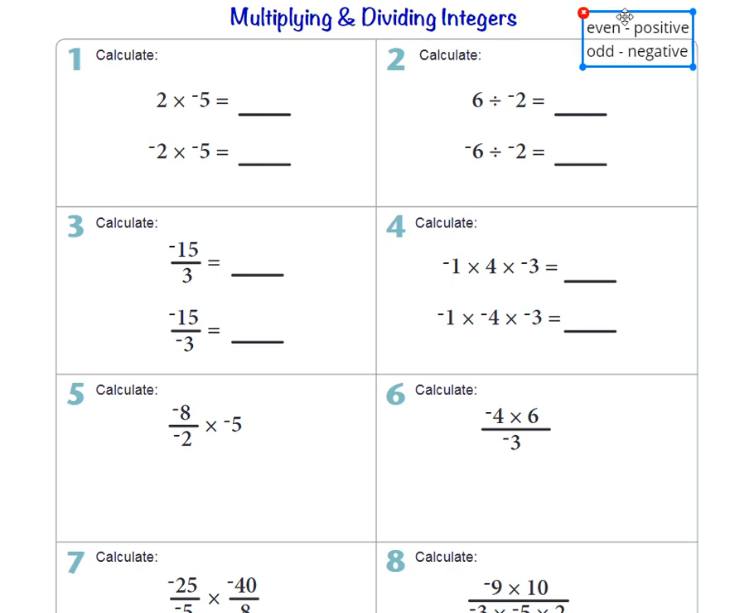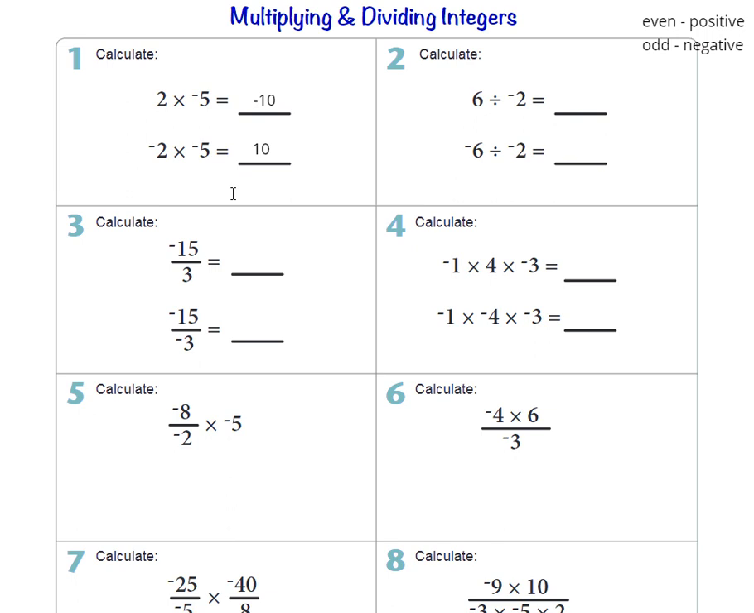So, right here, I just do the math for the number part, and 2 times 5 is 10. And then I have one negative, that's an odd number, so my answer is negative 10. Here, 2 times 5 again is 10. 2 negatives is even, so my answer is positive, stays 10.